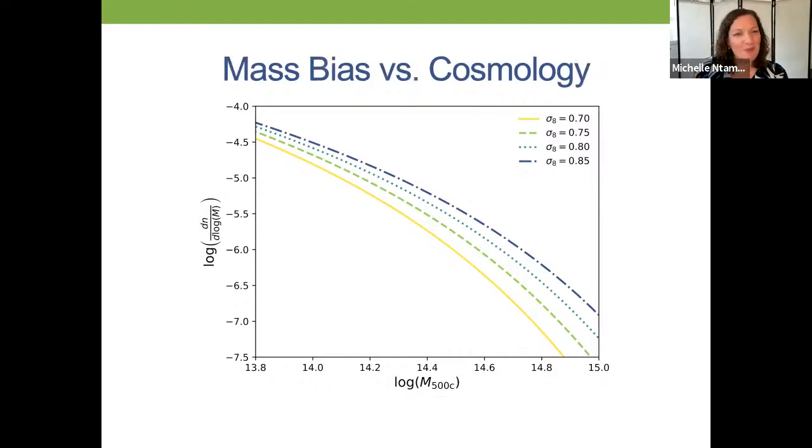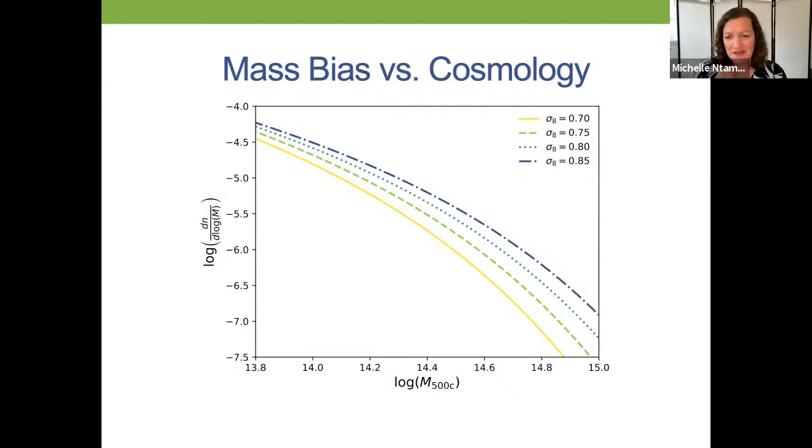Same figure, but with a different title. And this title says mass bias versus cosmology. So for this, I want to now talk about what it means to measure masses and how a bias in those masses might affect our results.